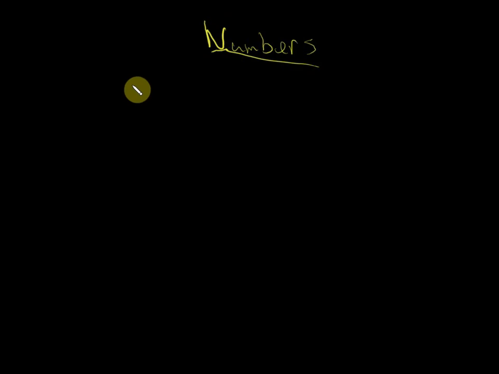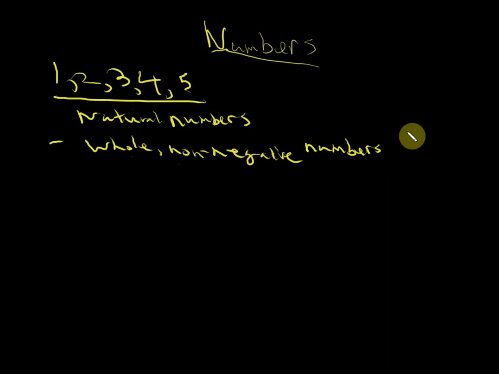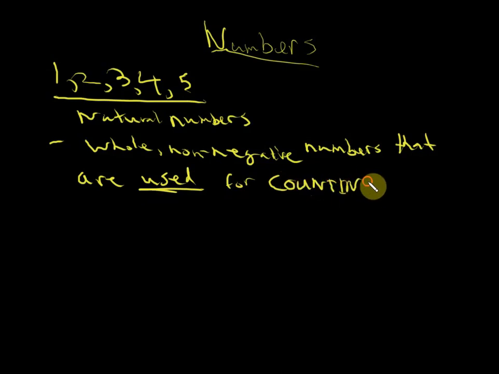So we're going to go over what numbers are. When we talk about numbers, 1, 2, 3, 4, 5, these are what we call natural numbers, and these are whole, non-negative numbers that are used for counting objects.